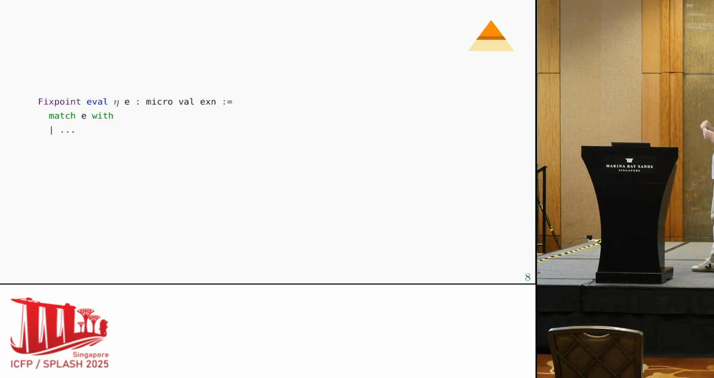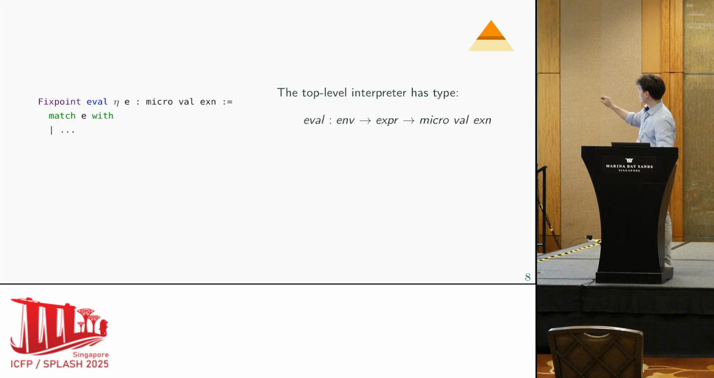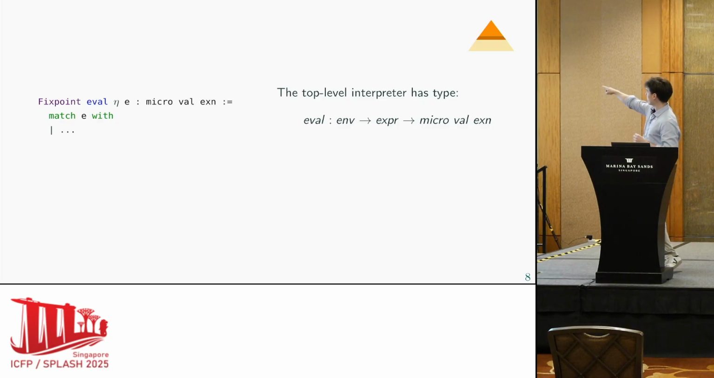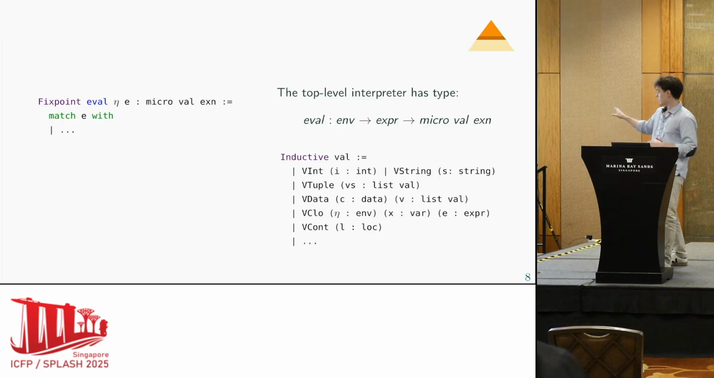It looks like a structurally defined function in Rocq over some OCaml expression E of the surface syntax. If we look at the type here, you'll notice we have an environment-based semantics. And the return type here is parameterized by a type of values and a type of exceptions. Our type of values is purely syntactic, right?